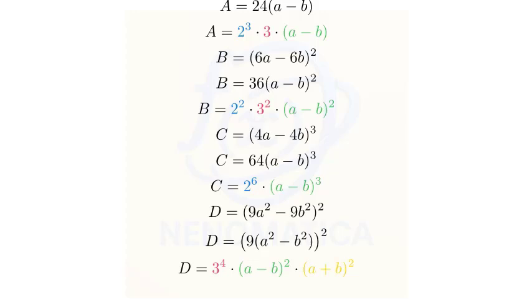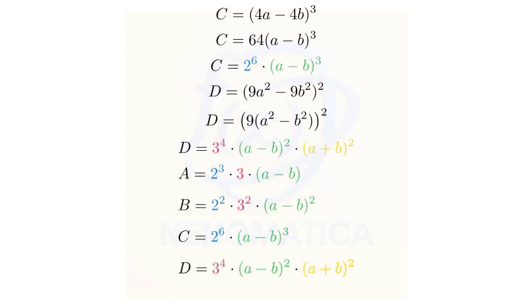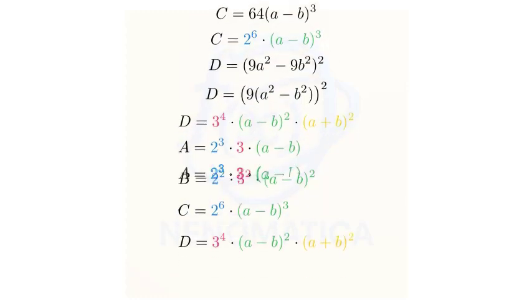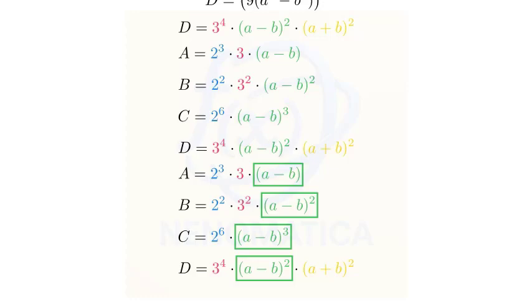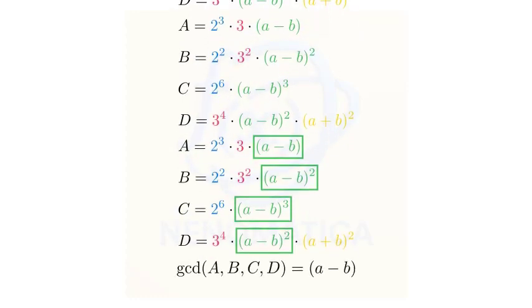Let's place these factorizations side by side so we can read off the greatest common divisor and least common multiple. Watch how we pick the common factors and the correct exponents. For the greatest common divisor, we need factors common to all 4 expressions, each with the smallest exponent. Notice that 2 does not appear in d, so 2 is not common. 3 does not appear in c, so 3 is not common either. But a minus b appears in all 4 rows. The smallest power among 1, 2, 3, and 2 is 1. So the greatest common divisor is simply a minus b.